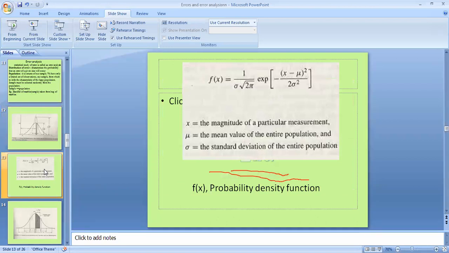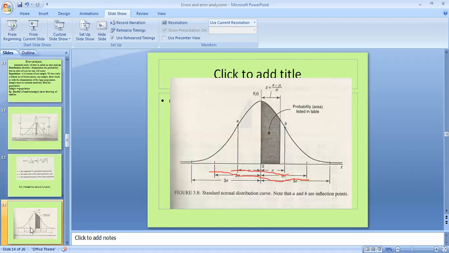Now I will show you the probability density function. f of x is 1 by sigma square root of 2 pi, exponential of minus (x minus mu) square divided by 2 sigma square. This is the probability density function. When we plot this, we get the curve, and we call it the Z table.